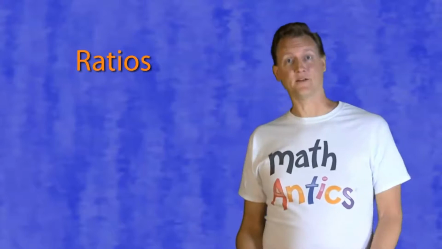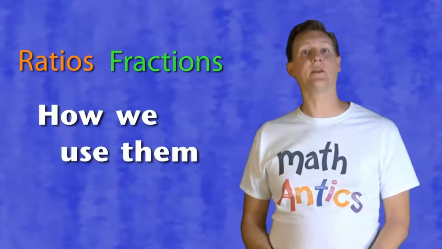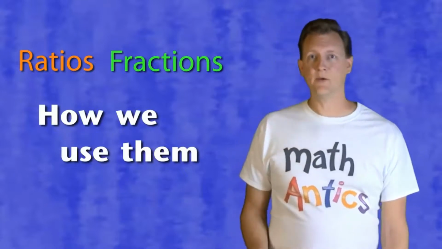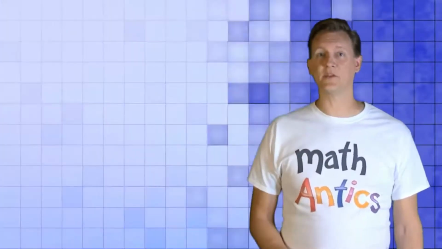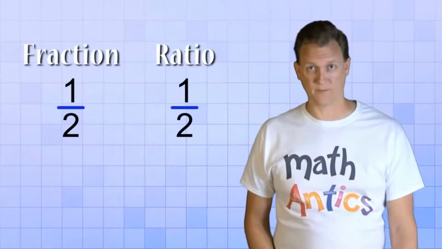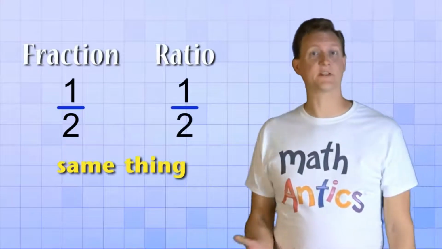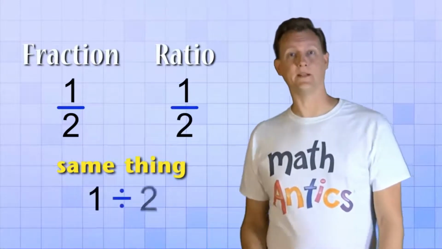Ratios are basically just like fractions. The difference is how we use them to describe things in the real world. To see what I mean, let's look at examples of how we could use the fraction 1 over 2 and the ratio 1 over 2. Mathematically, these are both the same thing. They're just the division problem, 1 divided by 2.